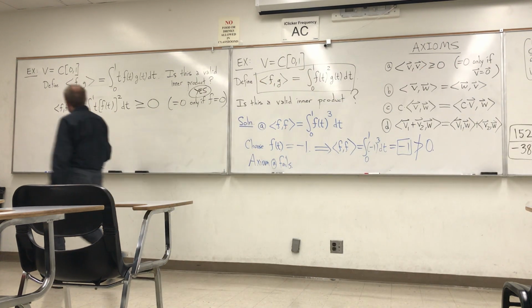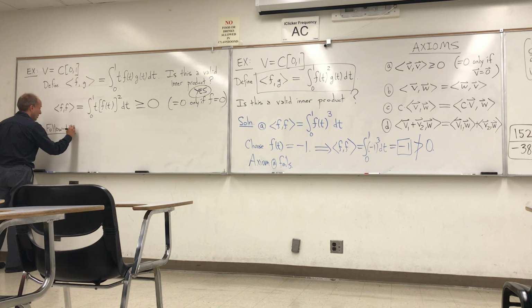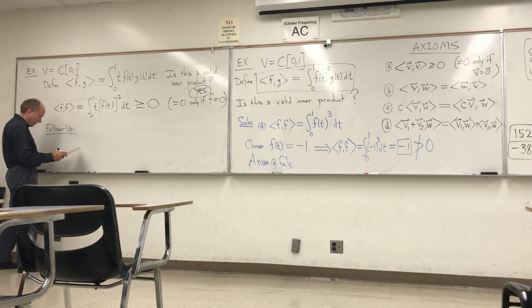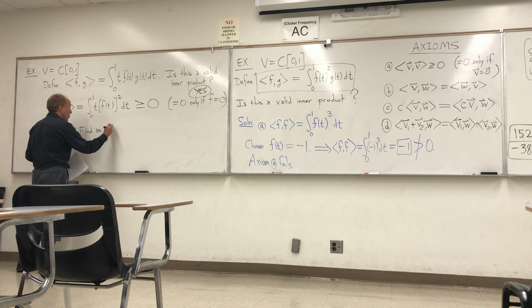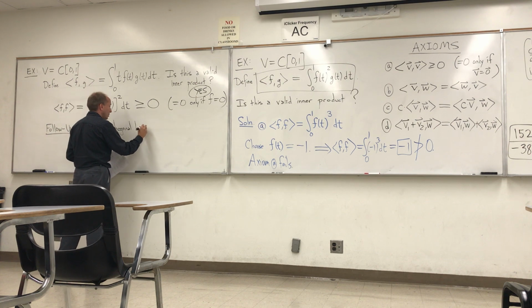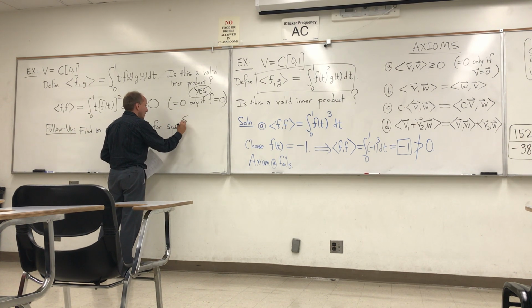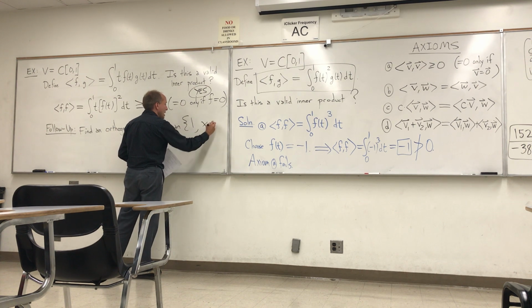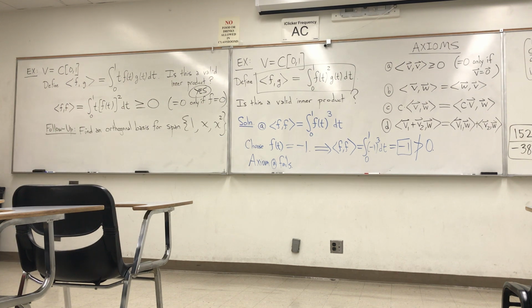My follow-up question then is, fine, so this is the follow-up. We'll at least start in on it, and I may not get fully through it, but the follow-up is: find an orthogonal basis for the span of 1, x, and x squared. Okay.